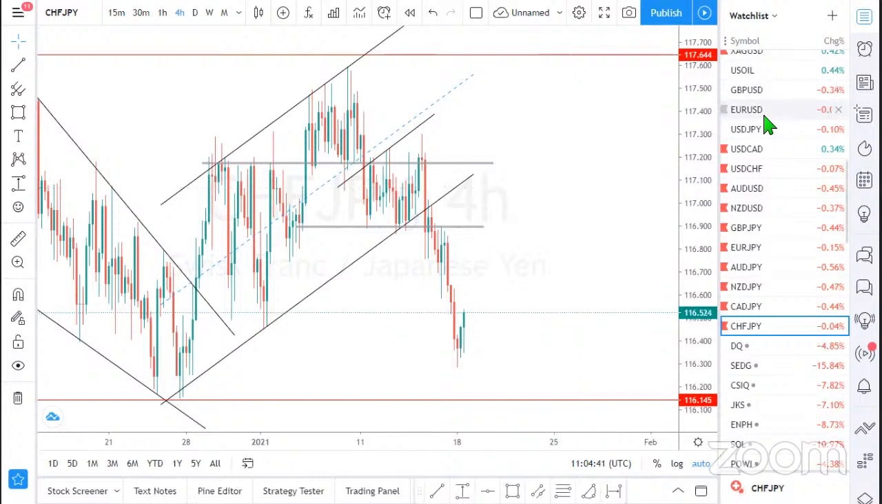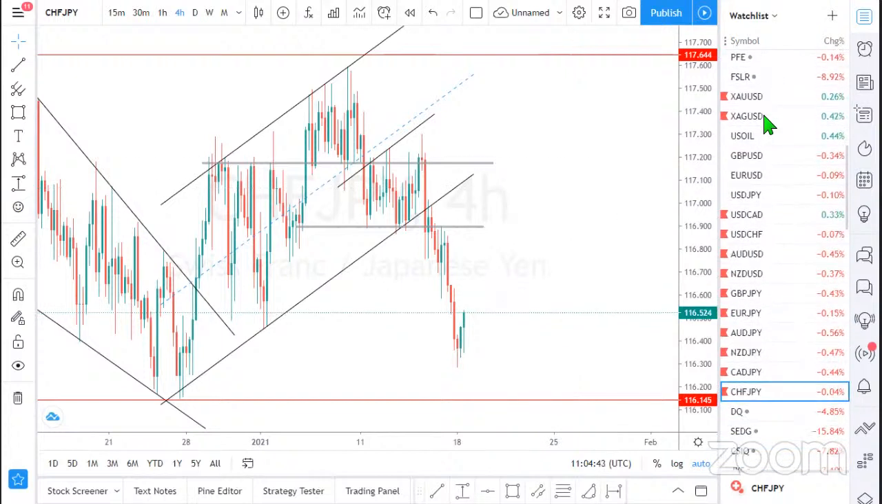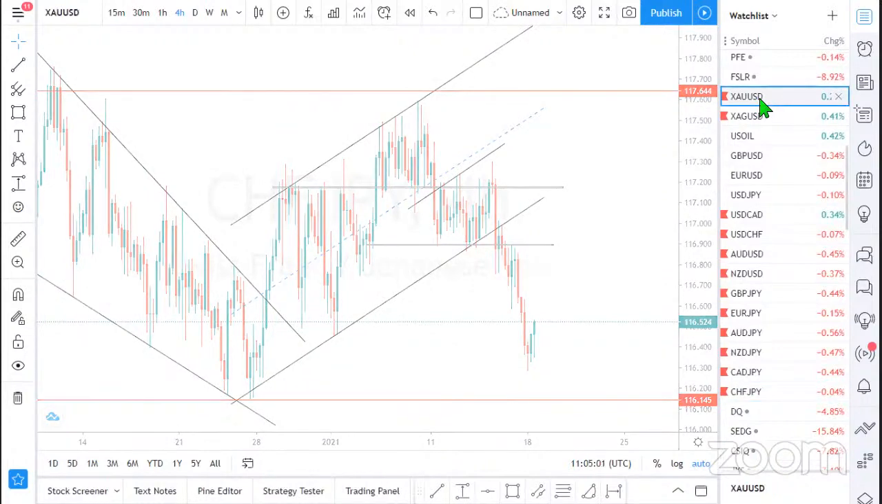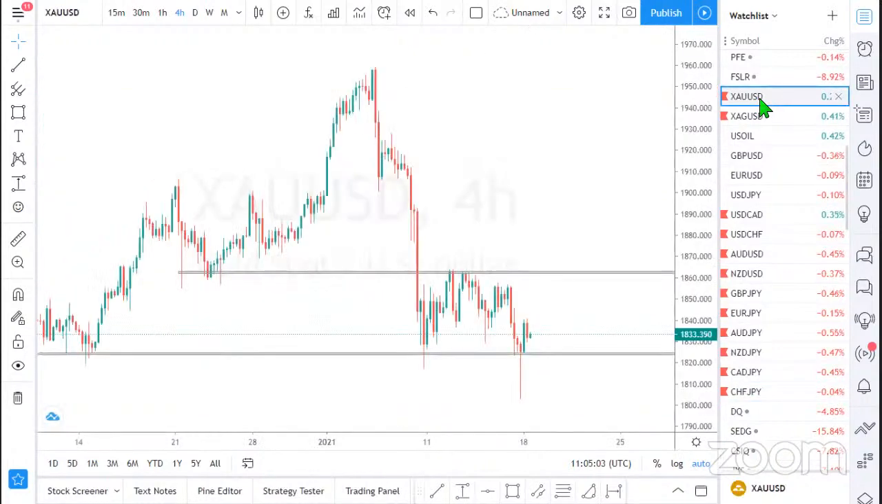So I'm going to navigate from the major currency pairs downward to the minor currency pairs. But before we venture into the major or minor currency pairs, let's check on the metals market, that is gold and silver. What are gold and silver up to today?